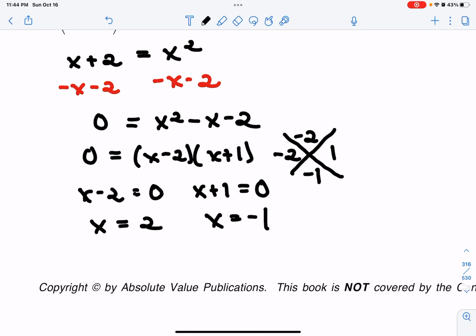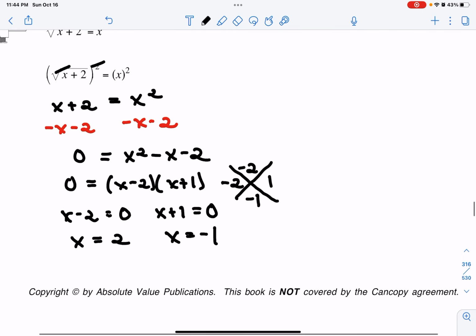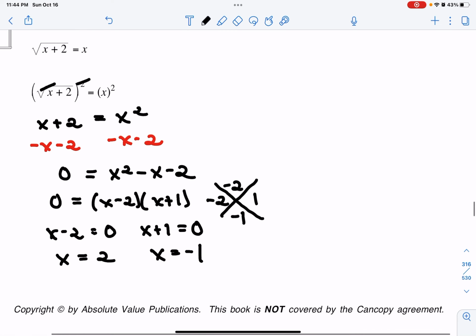So I move the numbers across. We did this in quadratic equations. Now, I have two possible solutions. What do I have to do? I have to verify that they're true. So off to the side here, what you can do is you can verify.